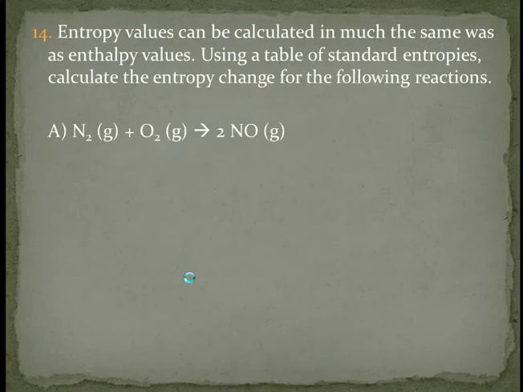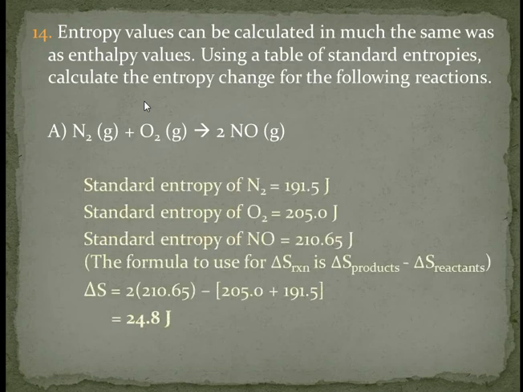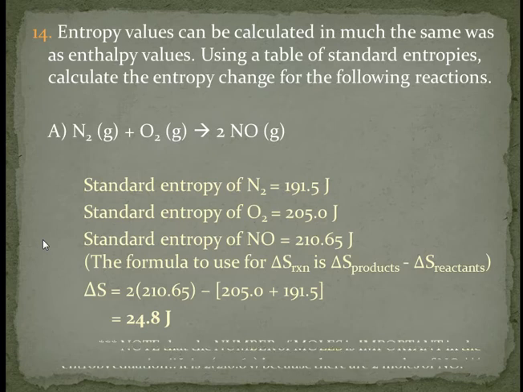Entropy values can be calculated in much the same way as enthalpy values. Using a table of standard entropies, calculate the entropy change for the following reactions. N2 and O2 gas react to make NO gas. Using the table, you can get these standard entropy values pretty easily for N2, O2, and NO. The formula to use for the delta S of reaction is delta S of products minus delta S of reactants. So substituting in these values, we get a delta S reaction value of 24.8 joules.